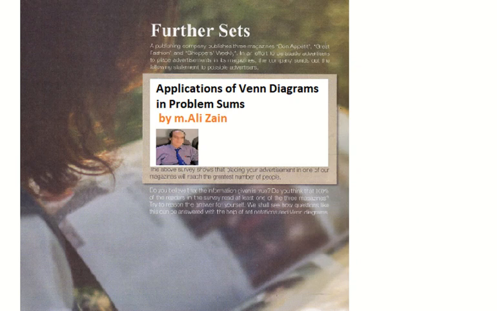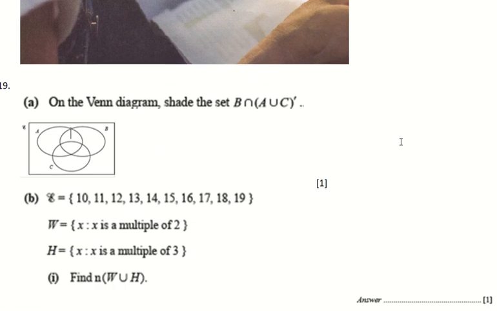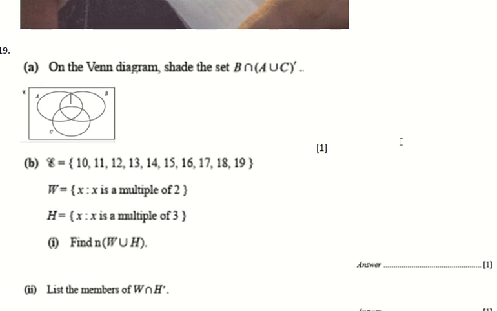Sets for O levels, applications of Venn diagram in problem sums. Question number 19, sets for O levels. On the Venn diagram, shade the set B intersection A union C.